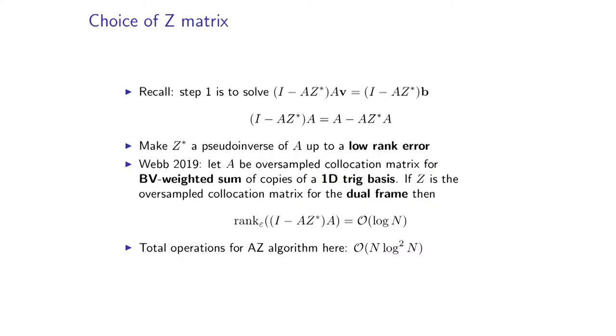Okay. So we want to choose a Z matrix to make that first step low rank, so we could use that randomized low rank solver. That first step was this modification of the system. If I expand that out, it's A minus A Z star A. We want that to be low rank. It's essentially saying Z star is a pseudo inverse up to a low rank error.